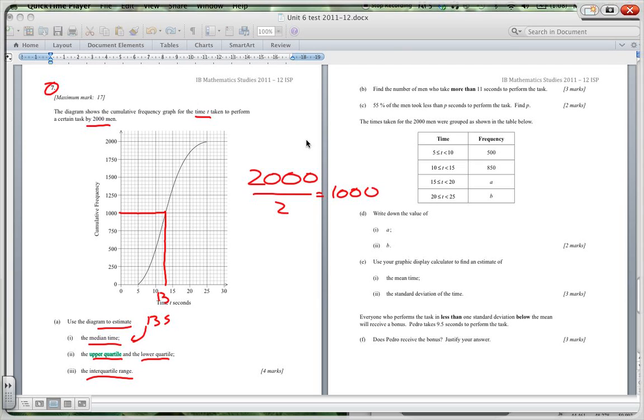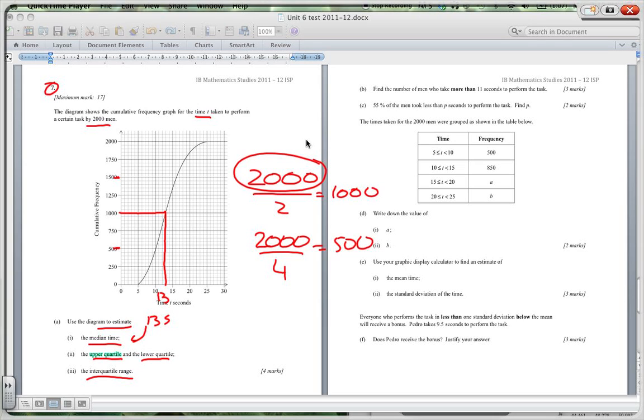The upper quartile, now remember, we get our first quartile and our third quartile. So we take that 2,000, but now we divide it by 4, and we get 500. So our first quartile will be at 500, and our third quartile will be at 1,500. 500 from the bottom and 500 from the top.